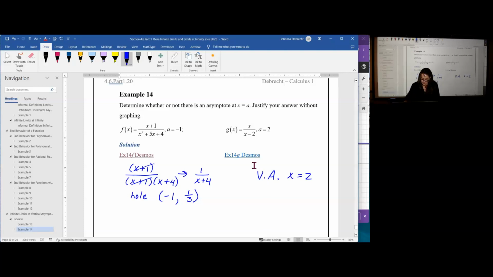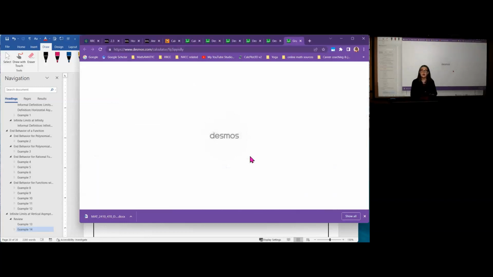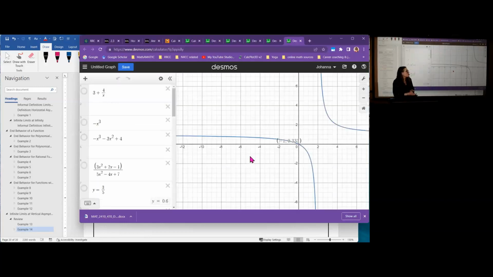I did not give you the graphs for these because I didn't want you to cheat and use the graph to determine it. You won't have the graph on the exam. I want you to figure it out on your own. And it looks like I forgot to turn off the number here. And you can see right here that we do have a vertical asymptote in the graph at 2.